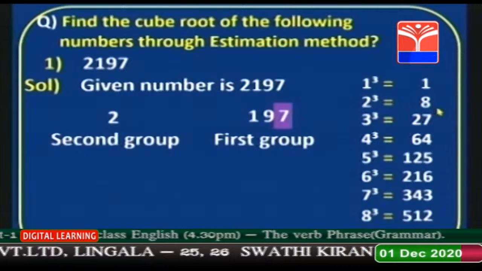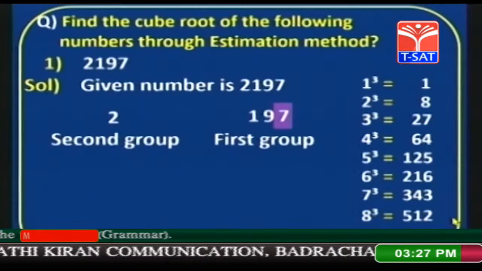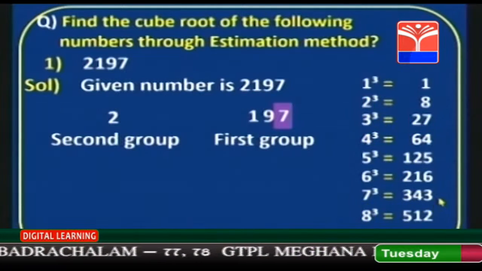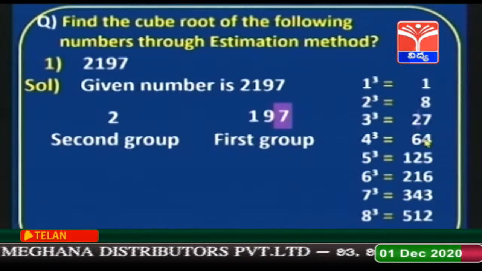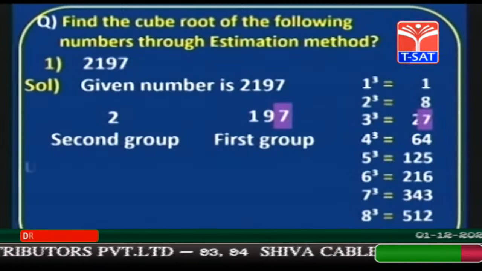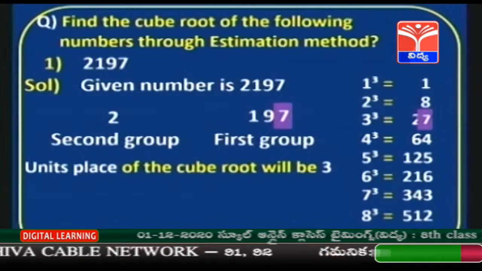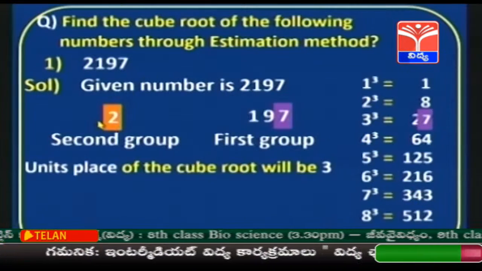Just remember these two things. 2 cube ends with 8, 8 cube ends with 2, 3 cube ends with 7, 7 cube ends with 3. So here what do you have? 7. So the units digit must be 3. So from this what you can understand? Units place of the cube root will be 3. And what is the digit here? Yes, it is 2.